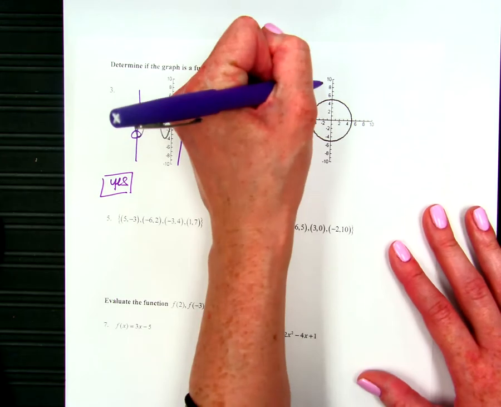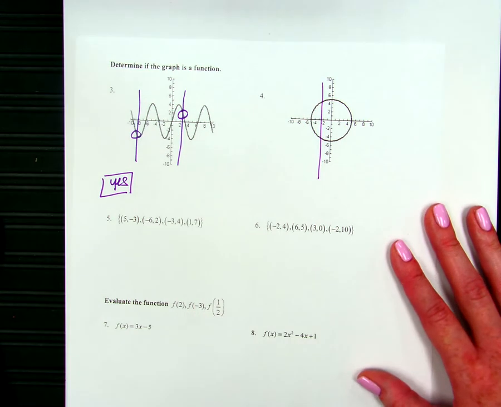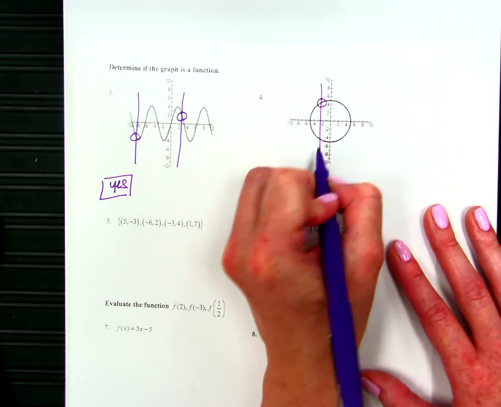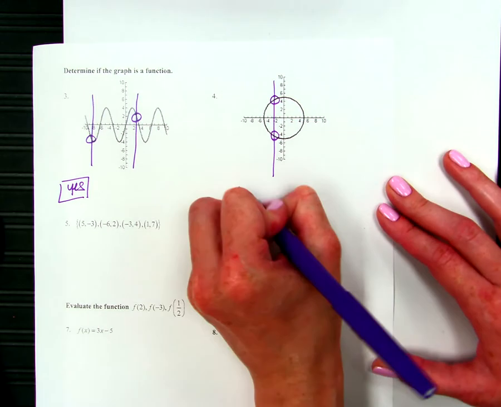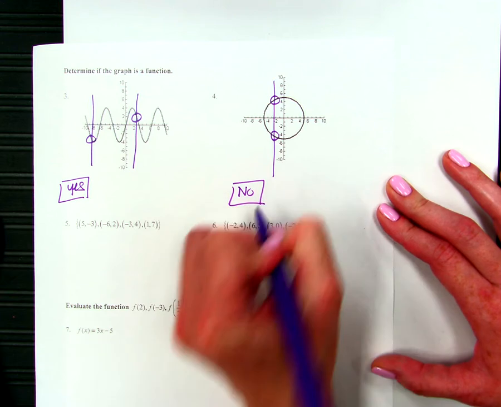I'm going to do the same thing for 4, and right away I can see, draw my vertical line, and it touches in more than one spot. So if my vertical line touches in more than one spot, it is not a function.